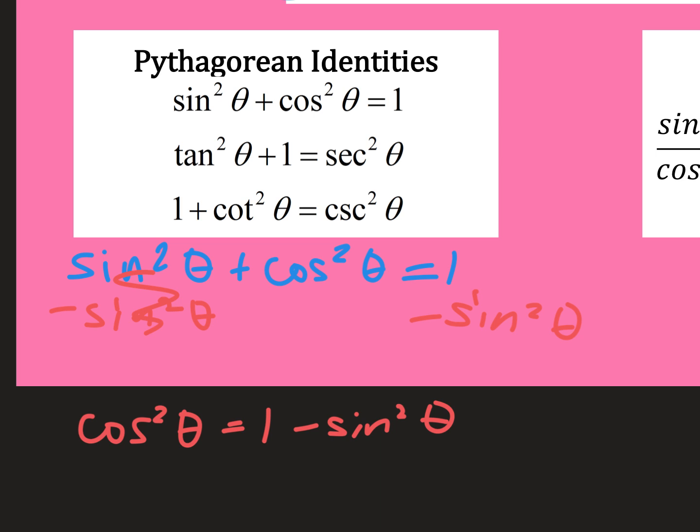Can I say that tangent squared is the same as secant squared minus 1? Look at the second identity. Yes. Can I say tangent squared is the same as secant squared minus 1? Yeah, because I move one to the other side. Look at the third one. Can I say cotangent squared is the same as cosecant squared minus 1? Okay, so you just need to be able to manipulate.